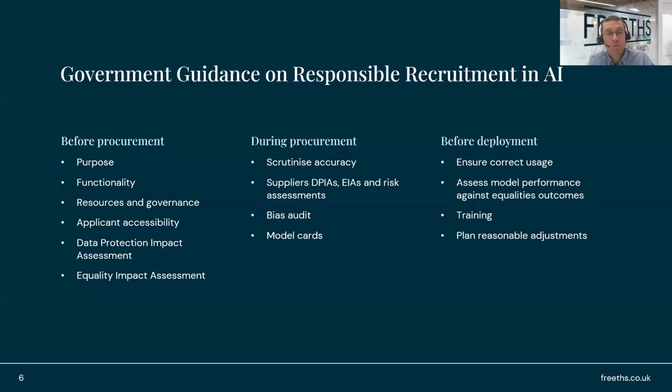What outcomes do I want? Is AI capable of providing these outcomes to me? Resources and governance, things like how will the system integrate with existing processes and interact with employees? It recommends consulting with employees who will use the system and identifying what training they will need.